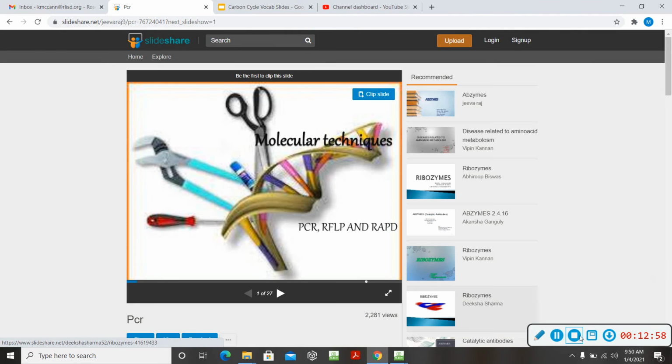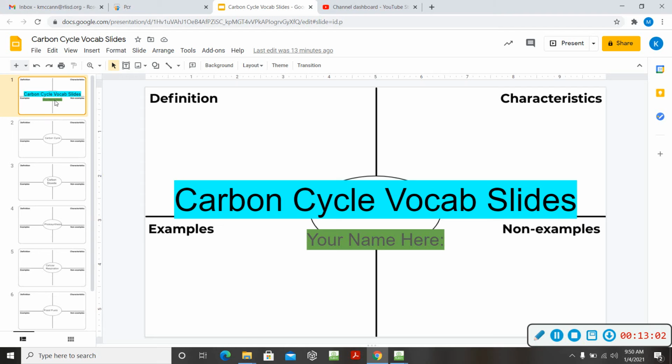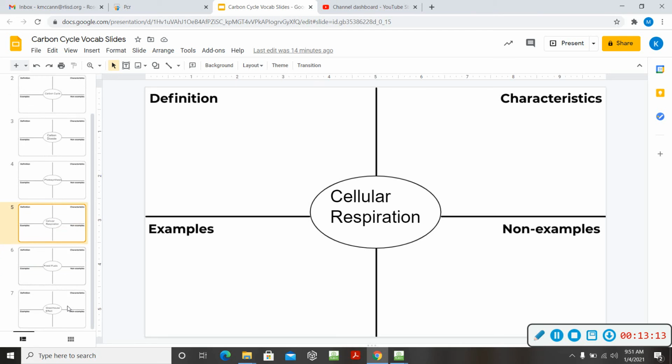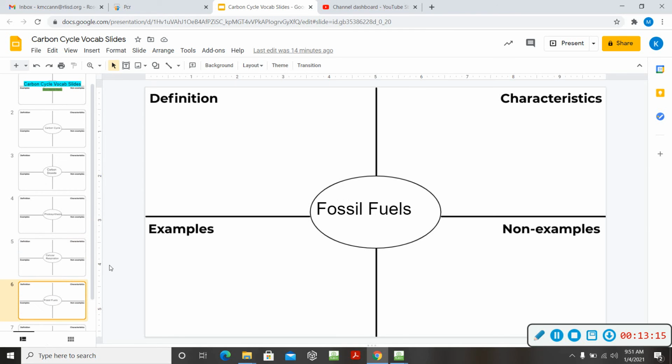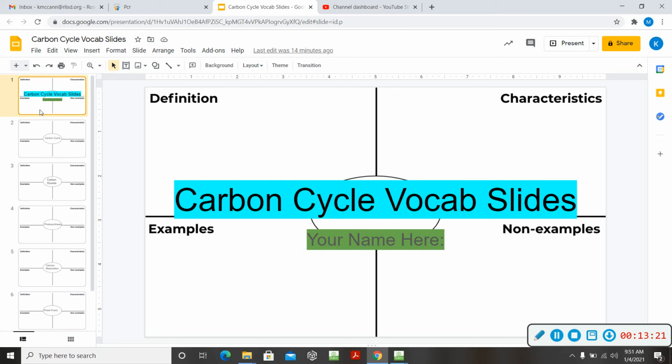Okay. So, guess what? You got some carbon cycle vocab slides. Same deal as Tuesday. Just slap your stuff in there. Fill this out. I think I'm going to find a couple worksheets for y'all to do this week, and y'all are good to go.